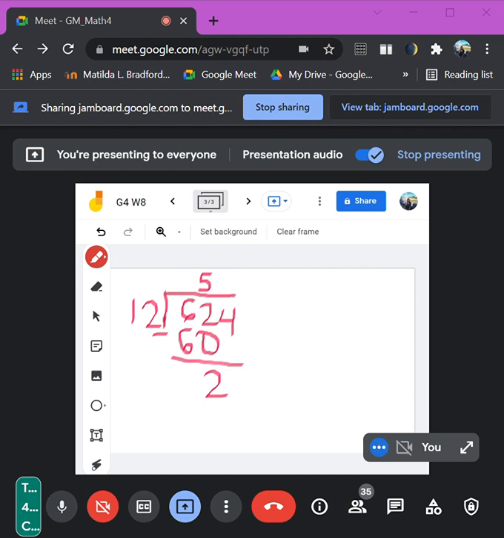Now what is the next step, class? Bring down 4. So 24 divided by 12 is 2. So you have 52. 2 times 12, that is 24. And then you subtract, the result is 0. So meaning to say, there is no remainder, because that is 0. So your answer there should be 52.